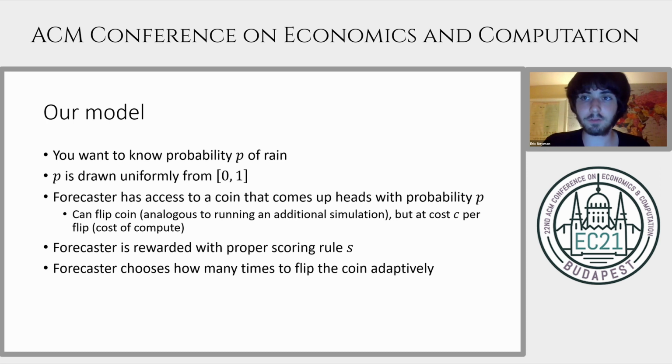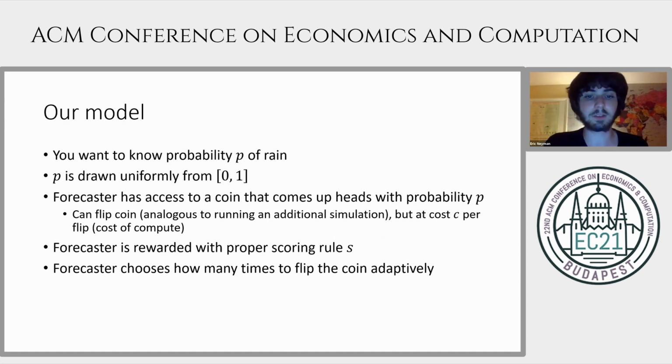Now, remember that our goal is to find a proper scoring rule that incentivizes a forecaster to give a precise answer. So let me formalize this by telling you our model. There is some true probability P of rain, which is drawn uniformly from [0, 1], and is unknown. But the forecaster has access to a coin that comes up heads with probability P. The forecaster can flip the coin as many times as they want, but at a cost of C per flip. If you're thinking about this in terms of weather modeling, you can think of a coin flip as analogous to running an additional simulation of the model, and C as the cost of the compute required to run the simulation. When the forecaster is finished, they report their probability, and they're rewarded with a proper scoring rule S that you tell them in advance.